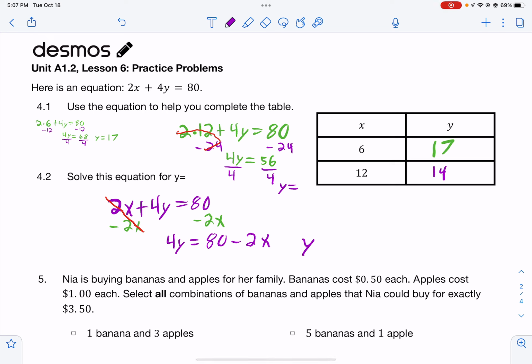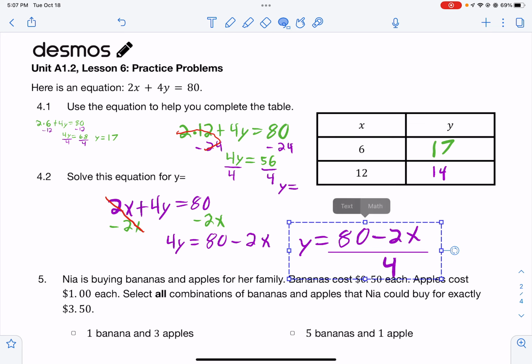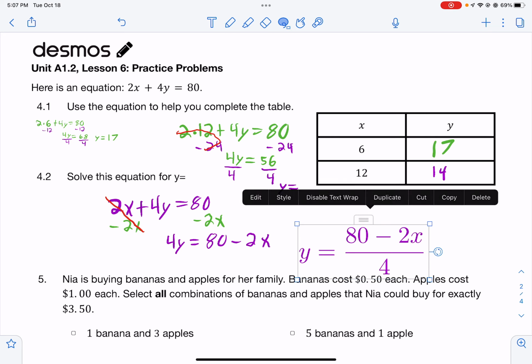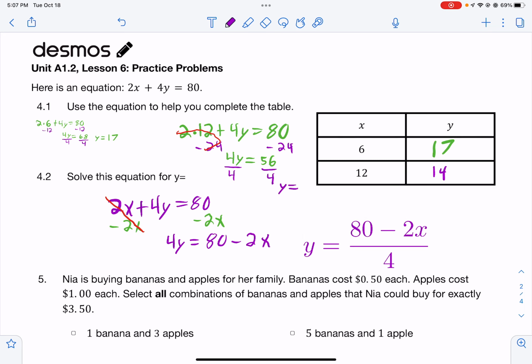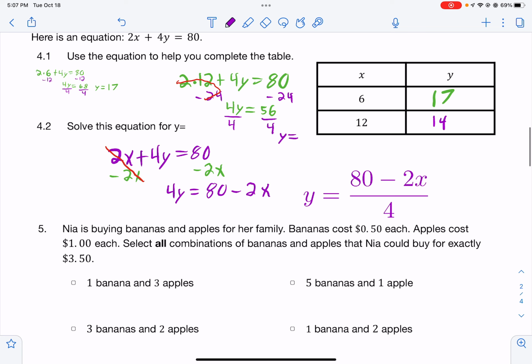So now we are left with 4y equals 80 minus 2x, and we'll divide both sides by 4. So it would be totally acceptable to leave it as this now. y equals 80 minus 2x, all of that divided by 4. Okay, great. So there we go.